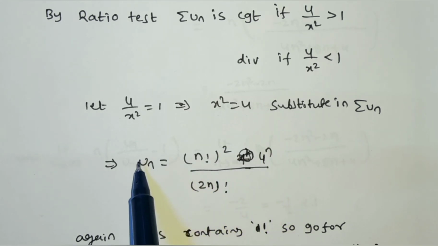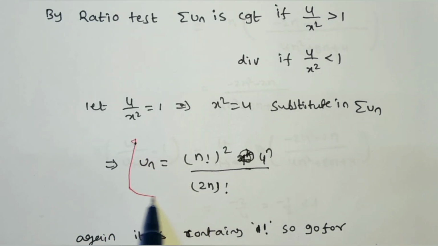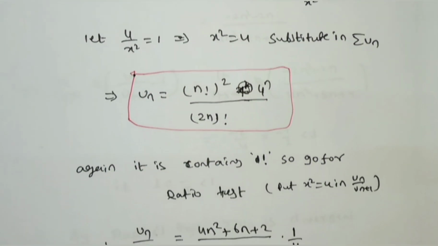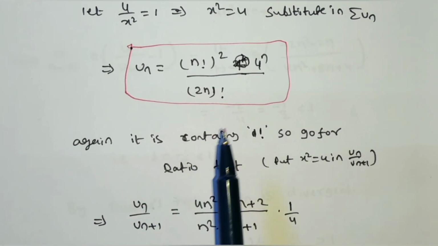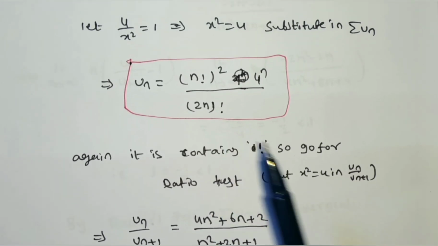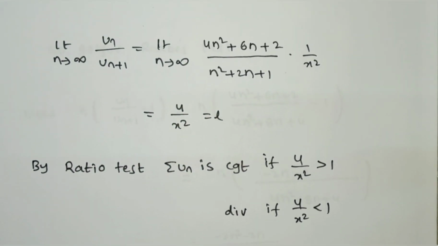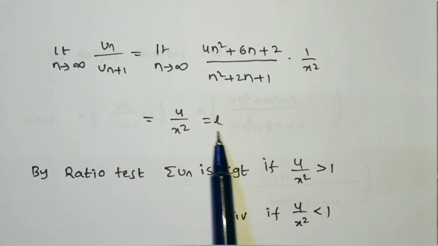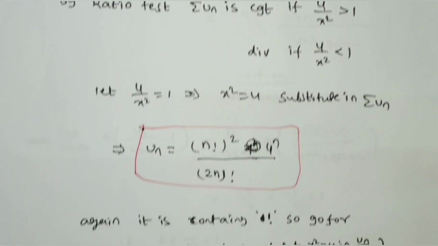Now you observe this is our new series. The series contains factorial again, so go for the ratio test. In the ratio test, we have to do un by un plus 1. Instead of doing un by un plus 1, directly substitute x square value equal to 4 in the series. Here in the limit, 4 by 4 is 1, so finally you are getting limit 1.